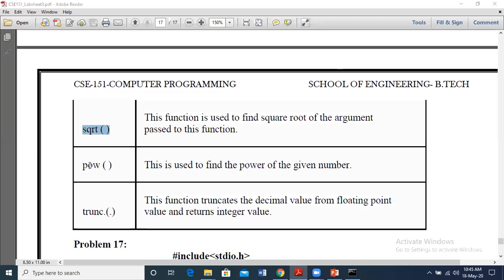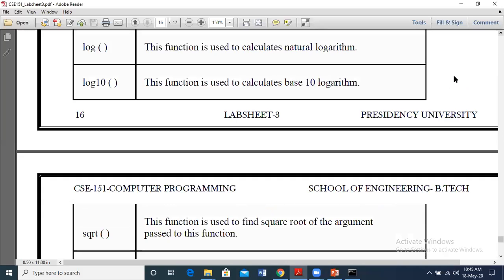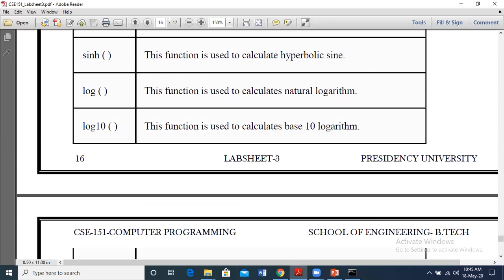Similarly, we have power. So this power is a power b, right? We have, for example, 2 power 3, 3 power 4, 8 power 6, anything like that. If we want to give, we can use the power function. It takes 2 values as input arguments. This is different from exponent. Exponent is 10 to the power, right? Exp is different. We will see that also in the program.